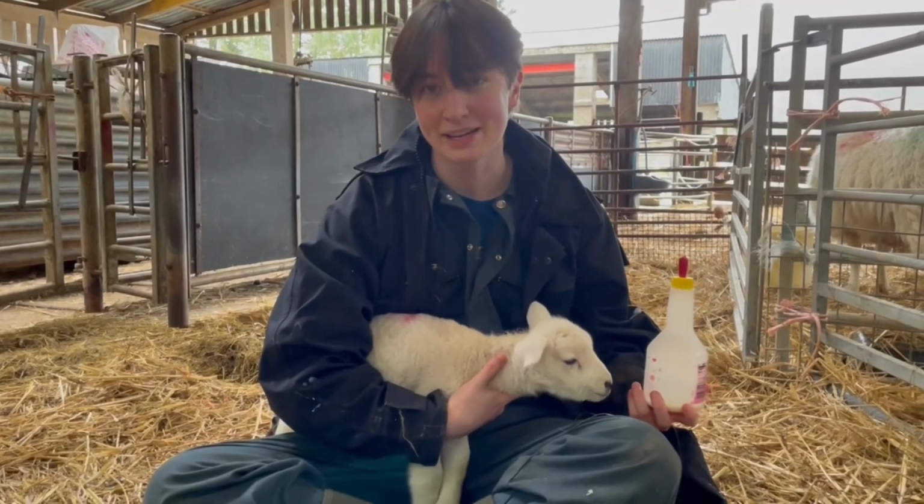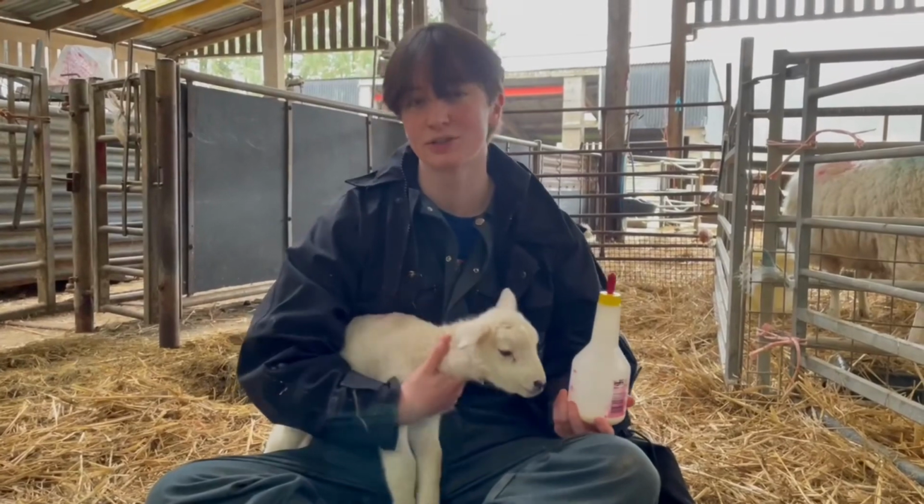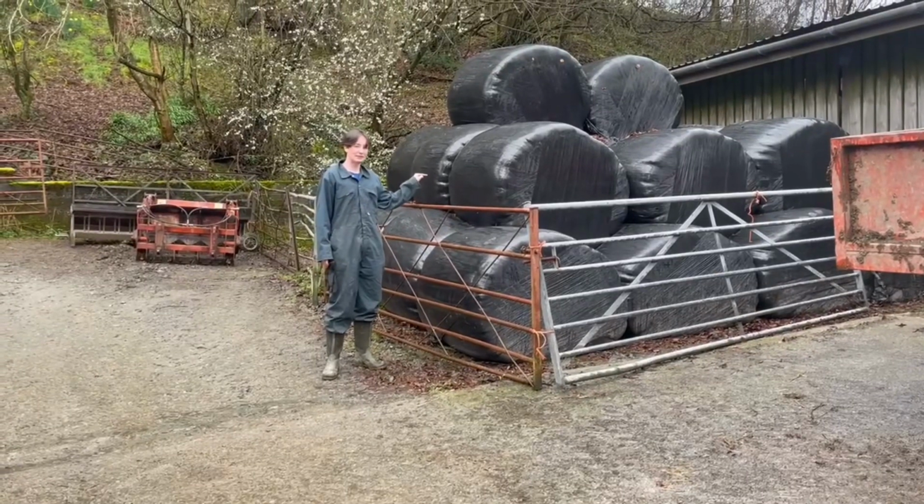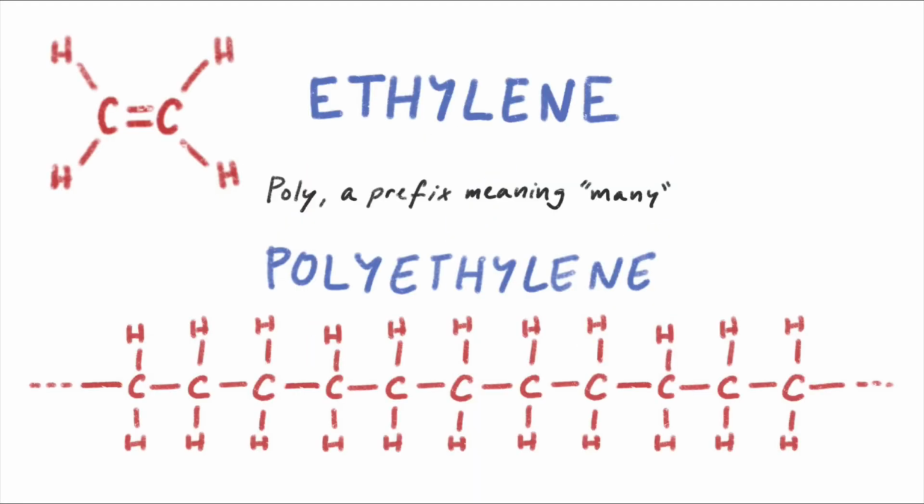Polymers on farms have many uses, from the bottles used to feed lambs to the string used to tie goats. Polymer, specifically low-density polyethylene. But what is low-density polyethylene? To go back to the basics, low-density polyethylene is a grade of polyethylene.